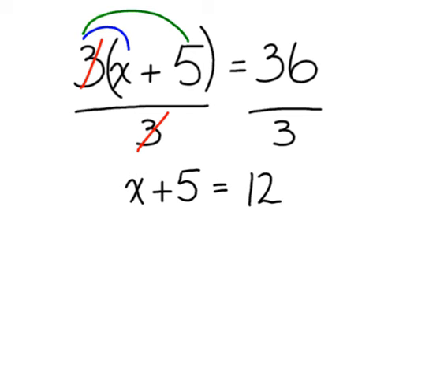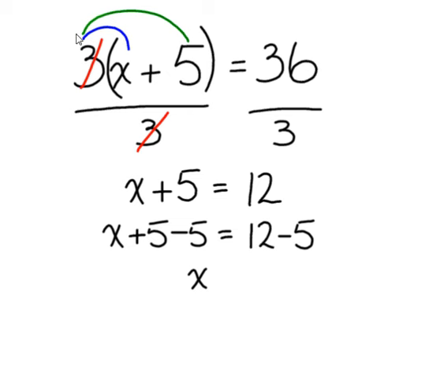Again, we can subtract 5 from each side to get the x by itself. The 5s cancel each other out on the left-hand side, and we have x is equal to 7. So both ways get us to the same answer, which is a very good thing.